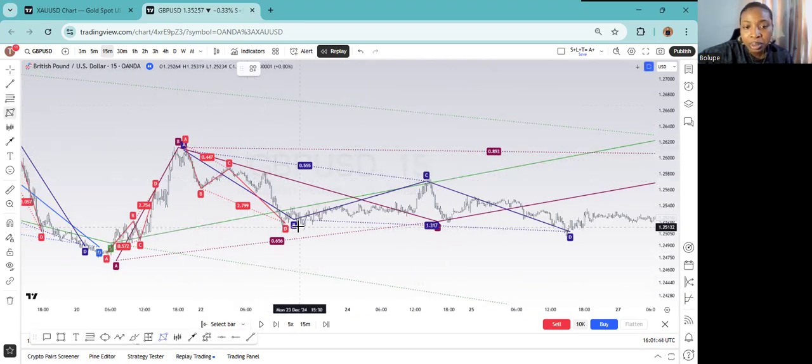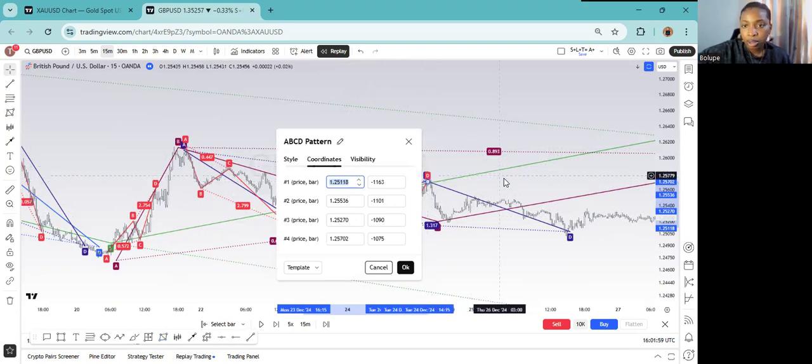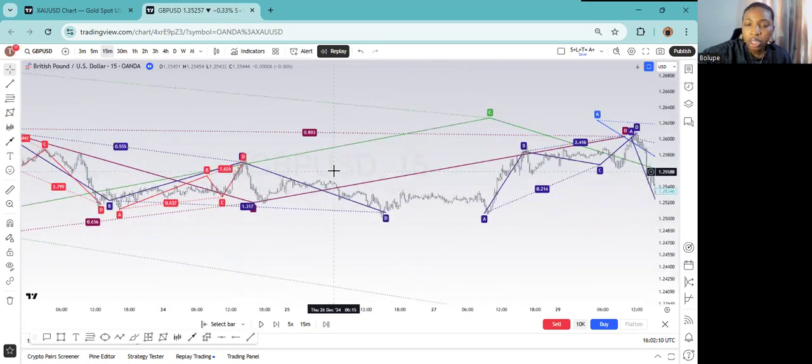So if you want to do this, get your headphones on, get your snack, and get to work. Spend hours on your charts. Try on at least 7 pairs. You can do 10 pairs, but in 7 pairs, start from the higher time frame and then bring it down to the low time frame. Okay, so this is us doing major and minor structure together.